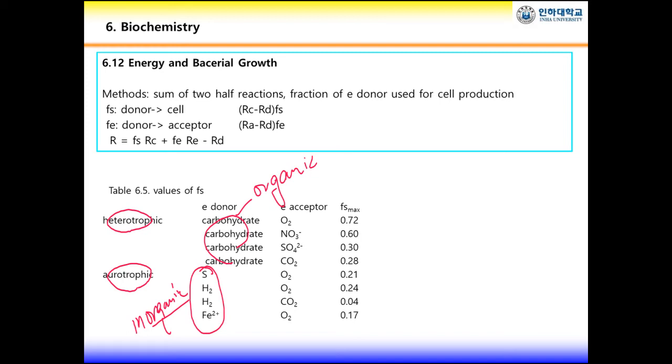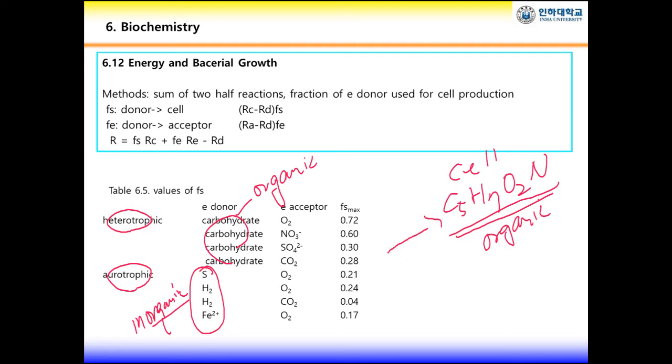There's a simple key for these questions. The cell itself is C5H7O2, and we usually write the cell formula in this way. This is organic material. So if we synthesize this organic material, there are two cases. Say the starting material is glucose and carbon dioxide.